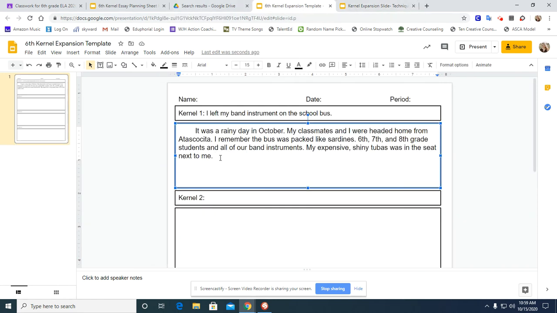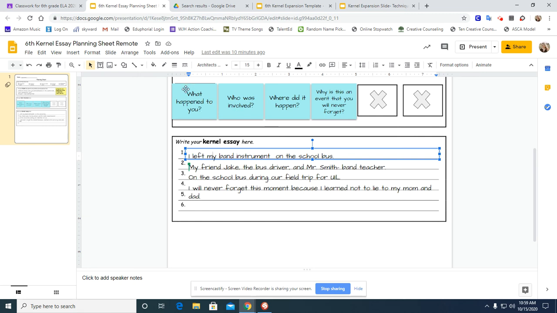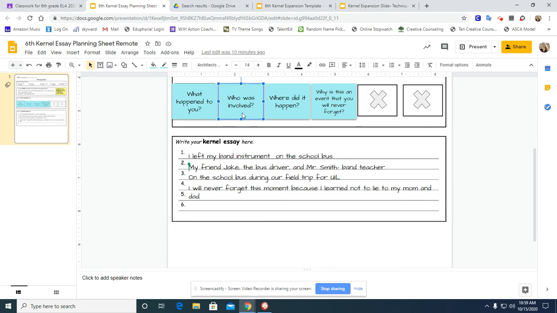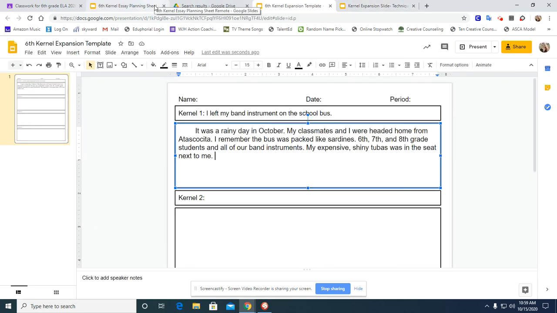Notice that this does not give me the whole story. So this is just part of the story. Remember, going back to that planning sheet, all I have to answer in kernel 1 is what happened to you. So in the first paragraph box, I just have to give the details of what happened to me. Then I'm going to move forward into getting into more details about who was involved, where it happened, and how that I will remember that forever by answering these questions. I'm going to publish a sample of my essay for you to write.